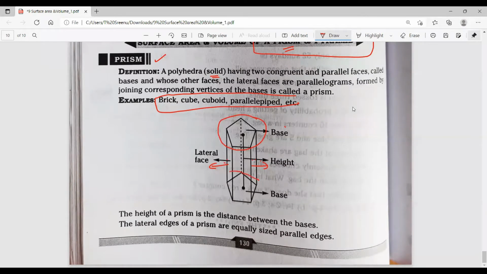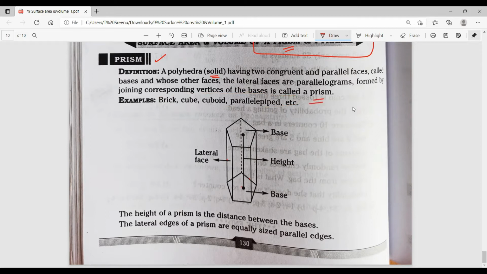The above one is like 1, 2, 3, 4, 5, it is like a pentagon, five-sided. So here five sides we have, and here also five sides. The two bases are the same, opposite and parallel, and the remaining faces are like rectangles or parallelograms. That means the bases are parallel and equal, and other faces look like parallelograms or rectangles. Then it is called a prism.